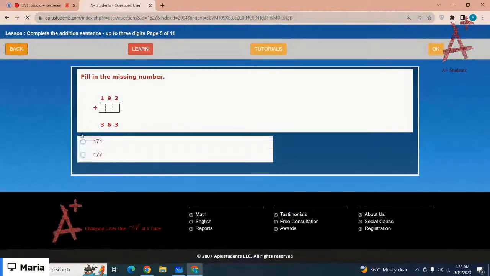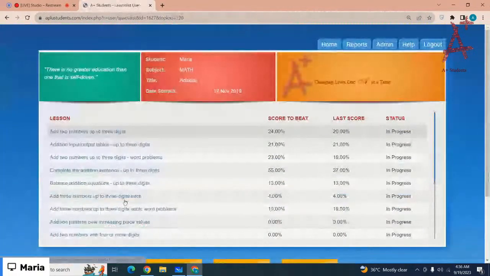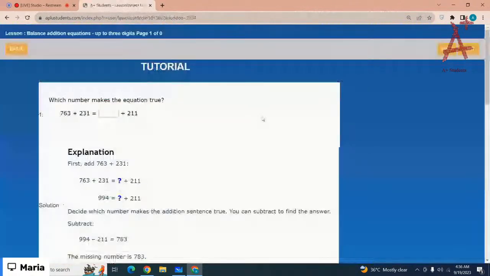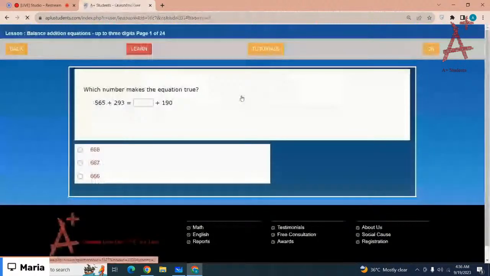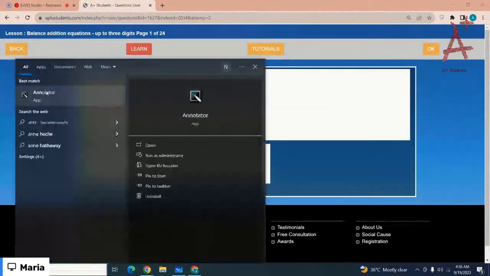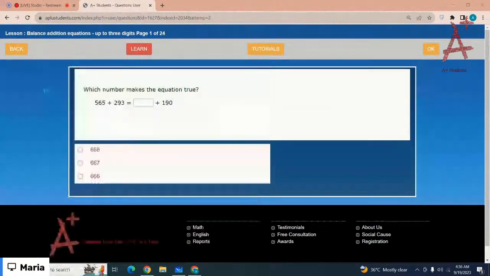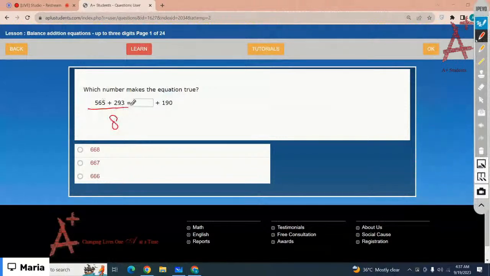The next one is balance equations, right? Balance addition equations up to 3 digits. We have done some of the examples. We know how we balance. Okay, balance means be same, right? So what you have to do, you have to solve the side where you are given both the numbers. Let's just add them. 595 and 263. 9 and 6, 15. 5, 6, 7, 8, 858, right?